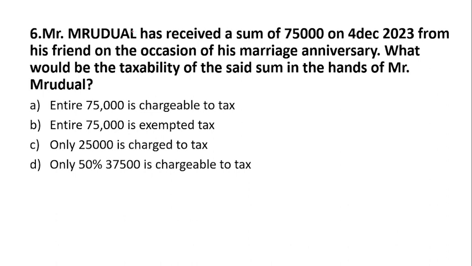Okay, next question number 6. Mr. Mrudul has received a sum of 75,000 on 4th of December from his friend on the occasion of his marriage anniversary. What will be the taxable amount of the said sum in the hands of Mr. Mrudul? So let's pause the video and try to answer it yourself.